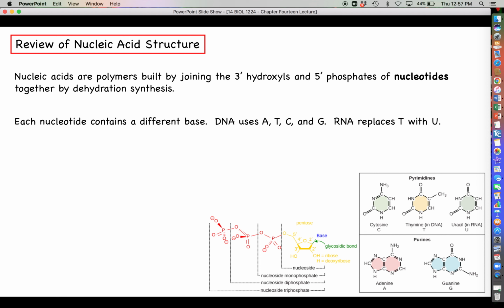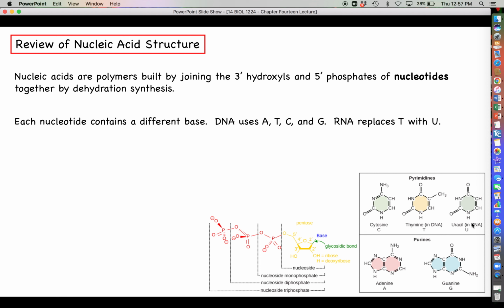Each nucleotide, in addition to containing a phosphate and a sugar, is also going to contain a different type of nitrogenous base, and you can see the 5 different bases here. They are categorized as pyrimidines, which consist of a single cyclic ring, and purines, which consist of 2 rings. The purines are adenine and guanine, and the pyrimidines are cytosine, thymine, and uracil.